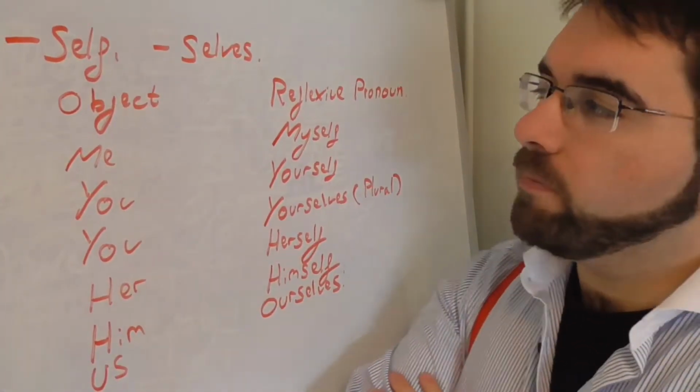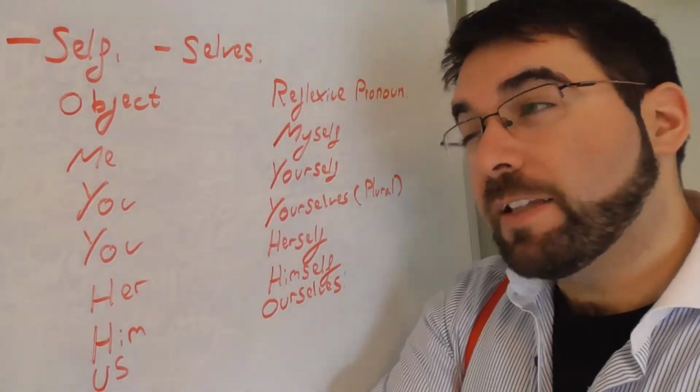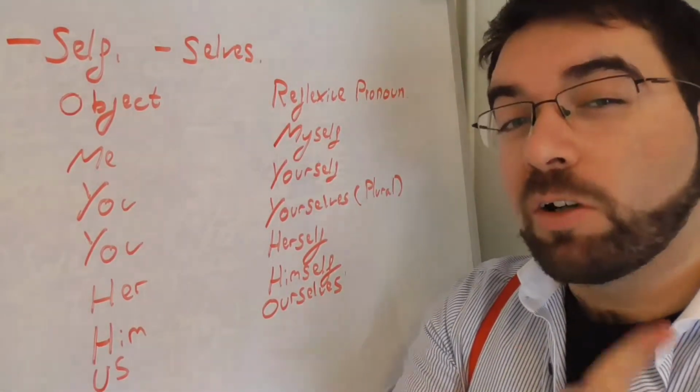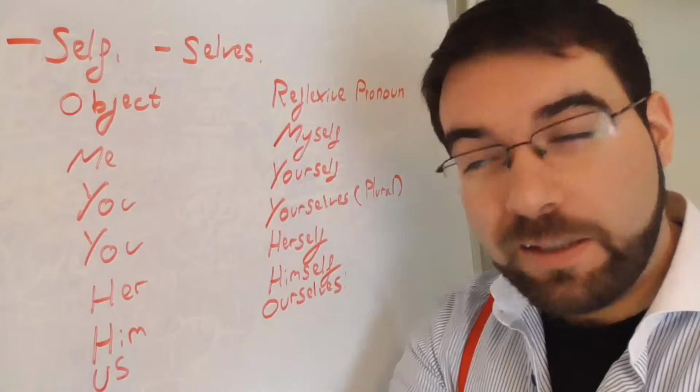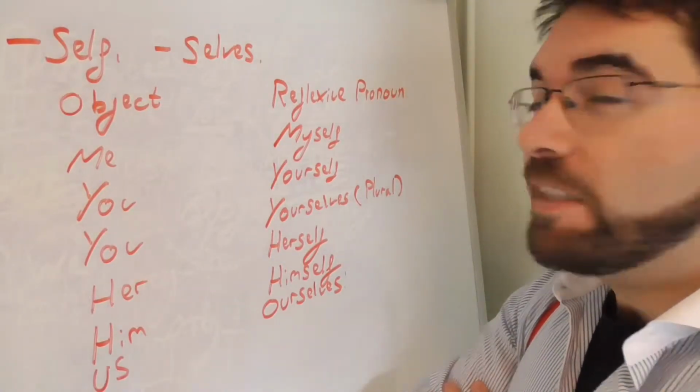So let's take that object and subject and let's make it nicely complicated, because English is nicely complicated. Reflexive pronouns.